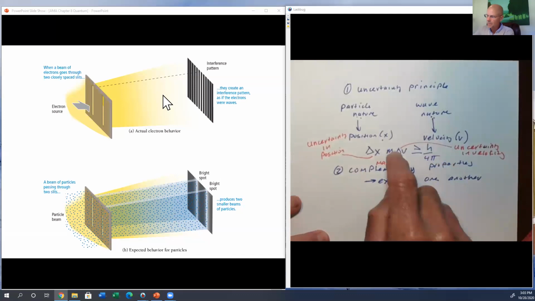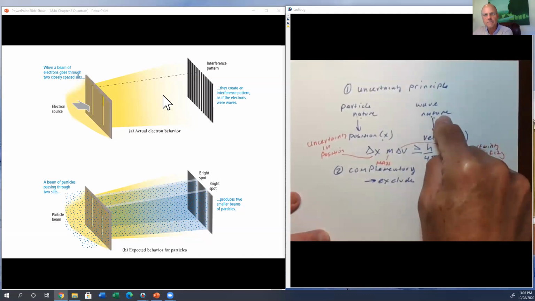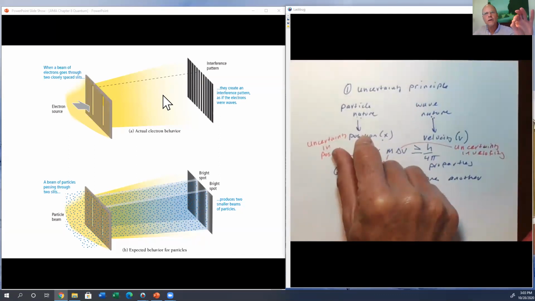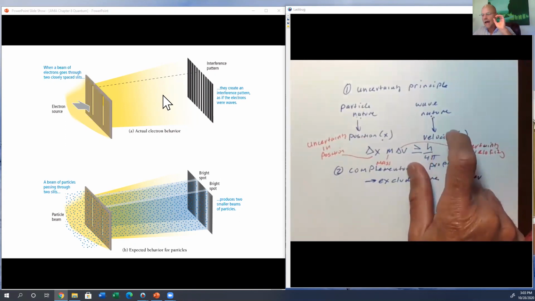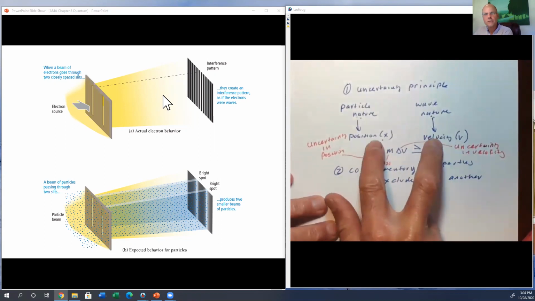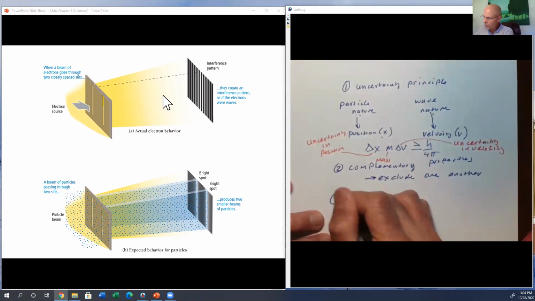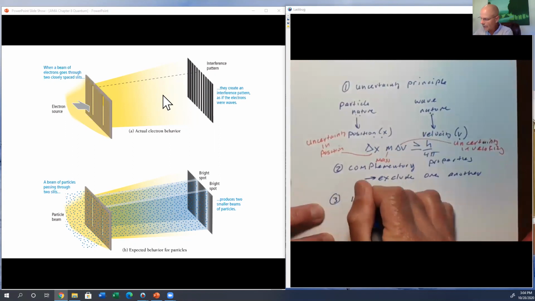And why is that? Because you can't see the particle nature and the wave nature at the same time. You see either the particle nature, in which case you know its position, you know which hole it's going through, or you see the wave nature, in which case you know its velocity, you know how fast it's going. And that gives you an interference pattern. But you can't know both of those simultaneously. So notice what happens if you don't know the position and velocity simultaneously. Then you have what's called indeterminacy.